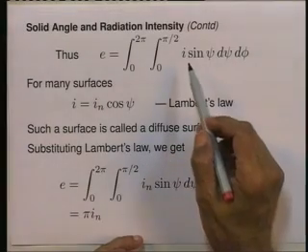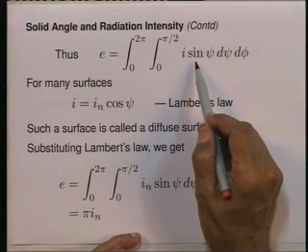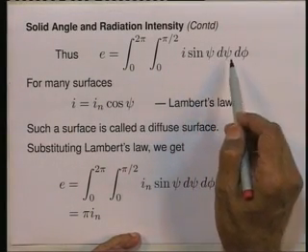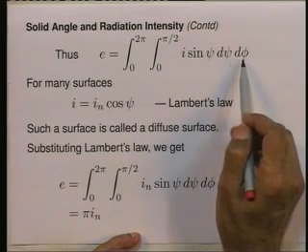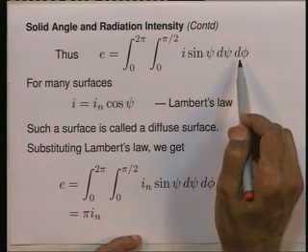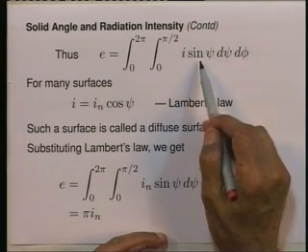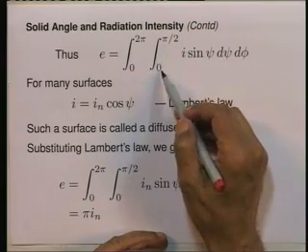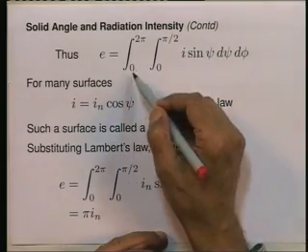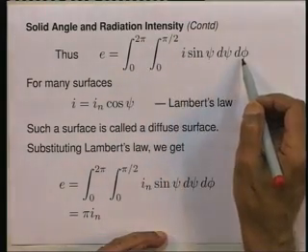Thus, proceeding from the earlier expression, E is equal to the integral of I d omega. Now, instead of d omega, I will write sin psi d psi d phi, because that is my expression for the elementary solid angle. I have derived it earlier in spherical coordinates, and if I want all directions of a hemisphere, integrate from 0 to pi by 2 to cover all the variation of the zenith angle, and from 0 to 2 pi to get the variation of the azimuth angle.